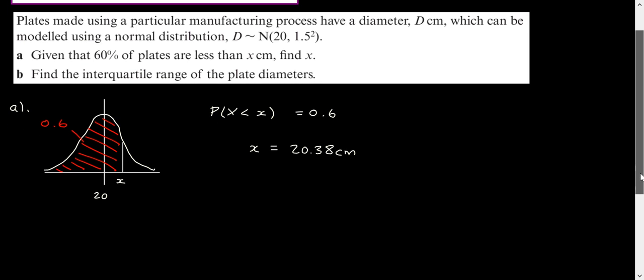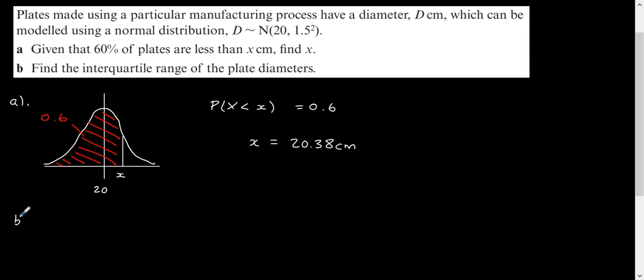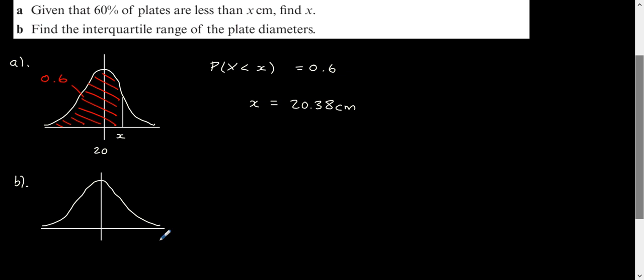So let's get into part B then. This is where the interesting bit happens. So I'm going to draw another sketch, okay, separate sketch this time. It's still the same distribution, nothing's changed. So here's my lovely bell curve. There's my mean of 20. And now we're talking about the interquartile range of the plate diameters.